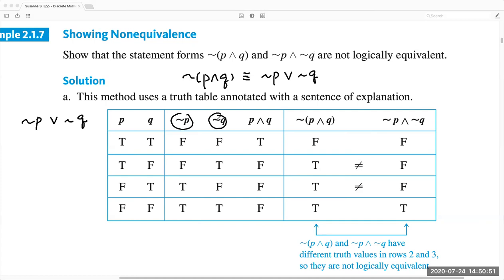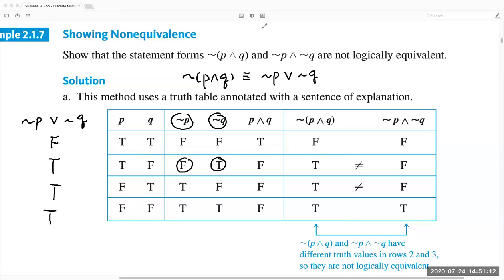For not P and not Q, this one is false or false, and gives you false. False and true gives you true. True or false gives you true. True or true gives you true. True or false gives you true.